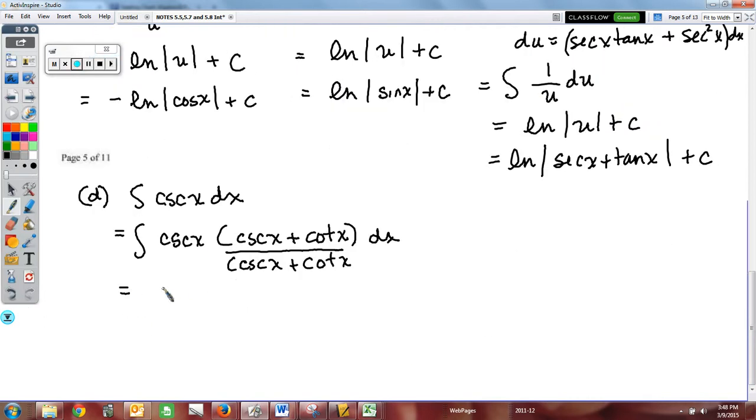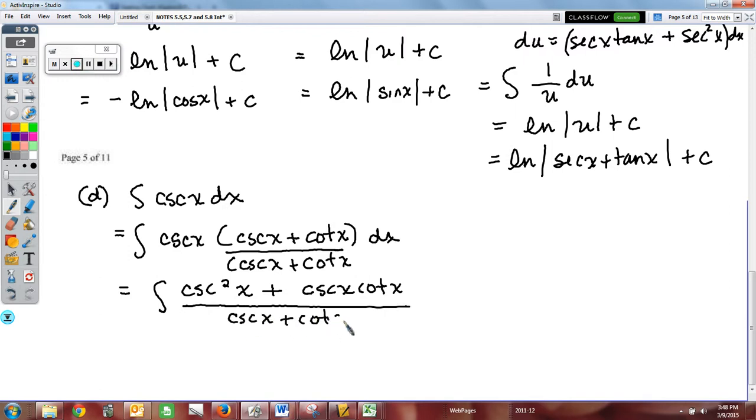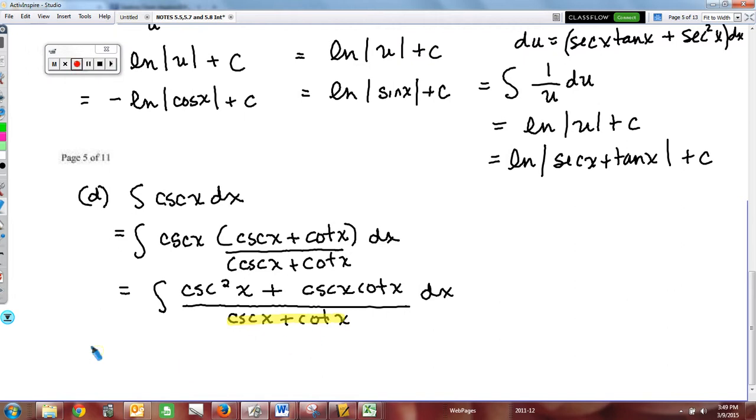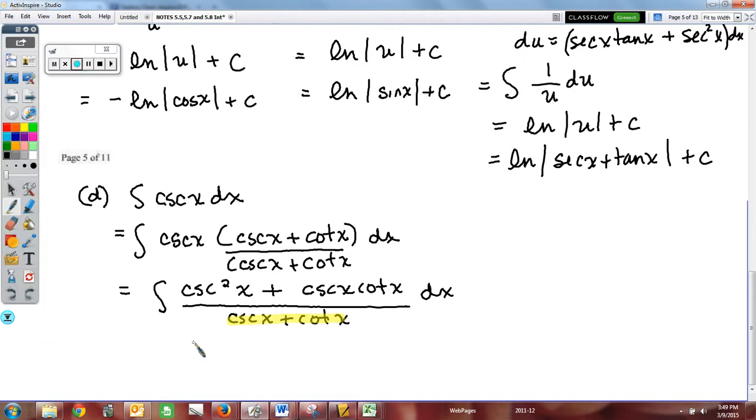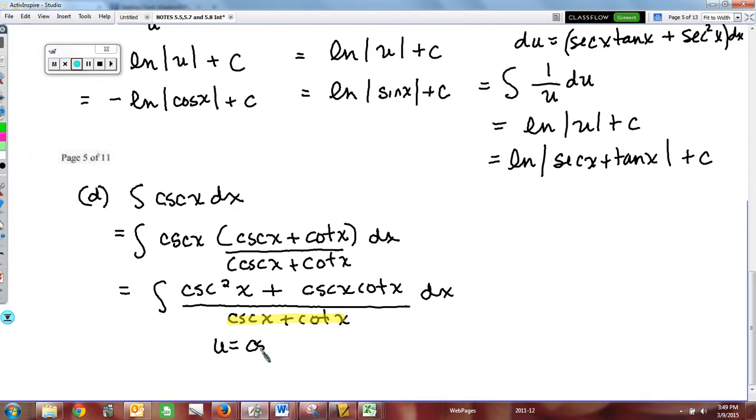When I do that, I'm going to end up with cosecant squared x plus cosecant x cotangent x, all over my cosecant x plus cotangent x dx. And so, just like we did before, I'm going to utilize that log rule. I like to do the u substitution by making that the denominator, so I'm going to let u equal cosecant x plus cotangent x.